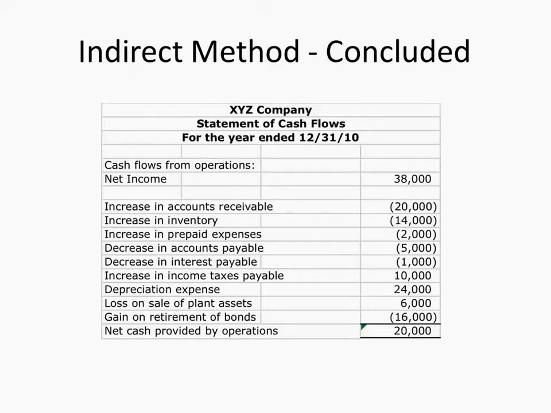And then once you do that, are you done? No, you have to account for items in your income statement that had a non-cash effect. So very common ones would be gains, losses, and depreciation. Amortization would be another. Okay, these are all non-cash items.